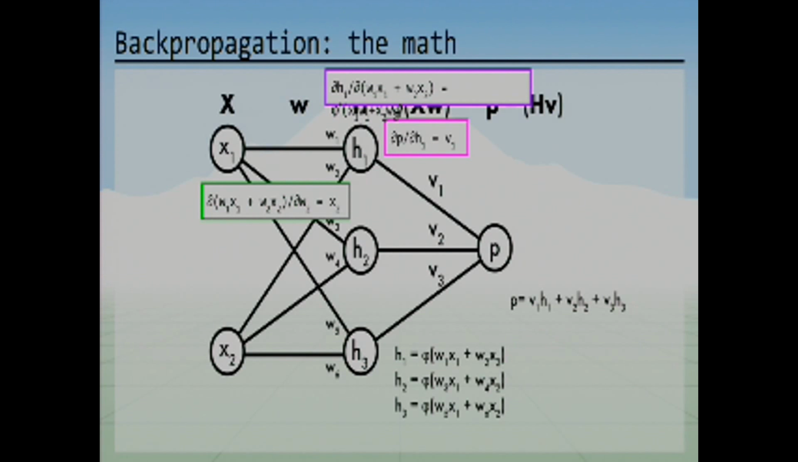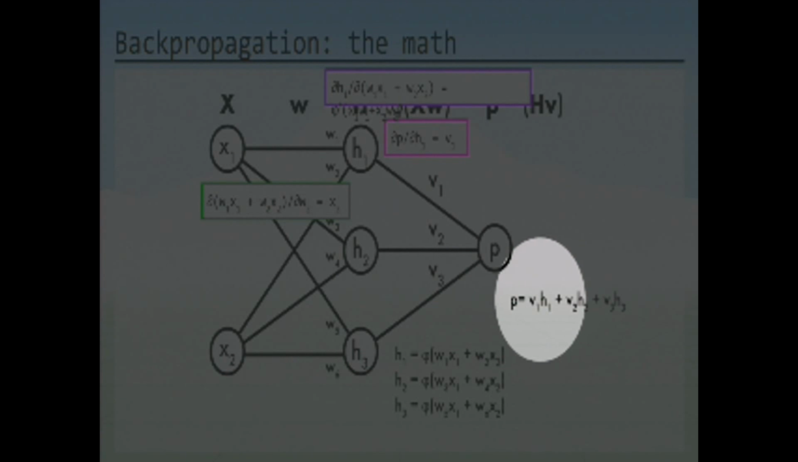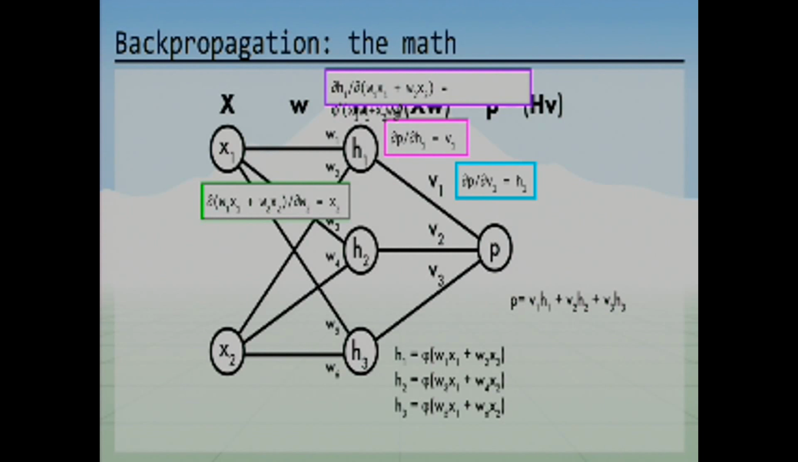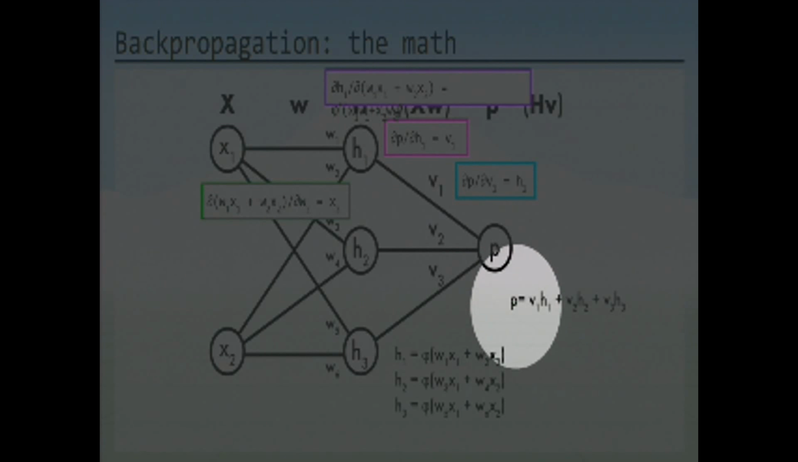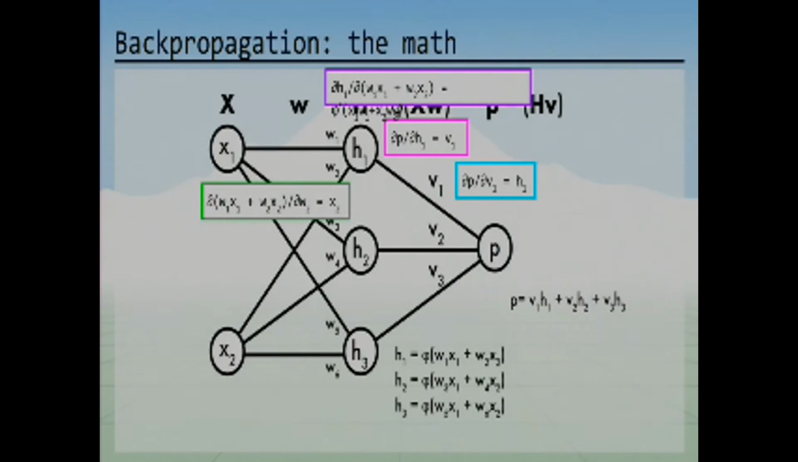So what is the partial derivative of p with respect to h1? The derivative of p with respect to h1 is just v1. It's the only term that matters with respect to h1. And the derivative of p with respect to this weight vector v1 is correspondingly going to be h1. Again, we're going to take the partial derivative of p, but this time with respect to v1. And so the only information here that corresponds to v1 is this term h1.